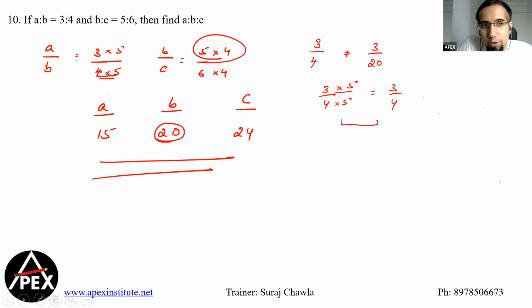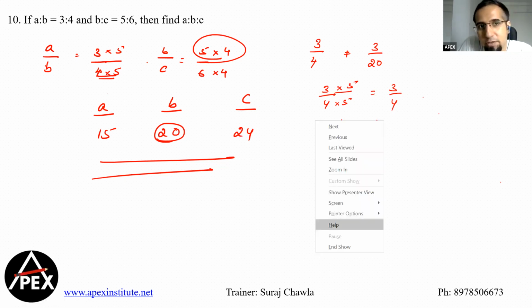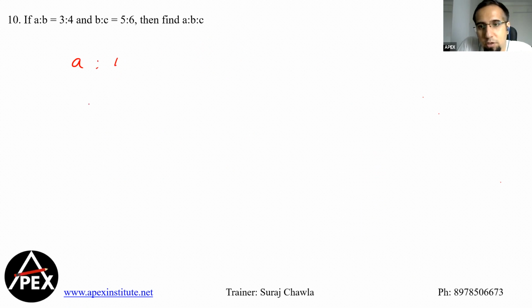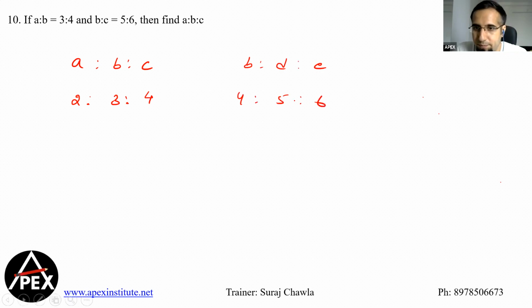Suppose you will see this kind of question in the examination. Suppose I say A is to B is to C is 2 is to 3 is to 4, and B is to D is to E is 4 is to 5 is to 6. Clear? Now can I merge them and solve the answer?